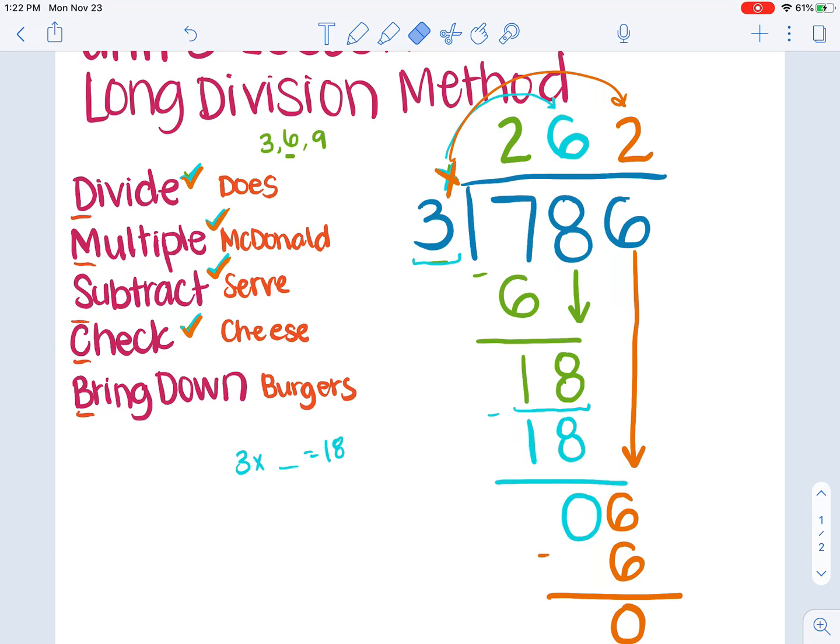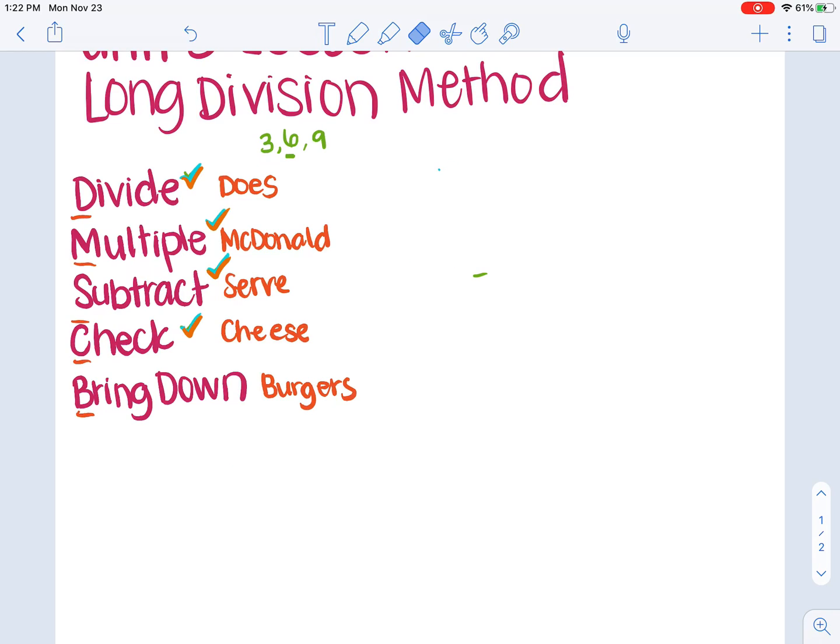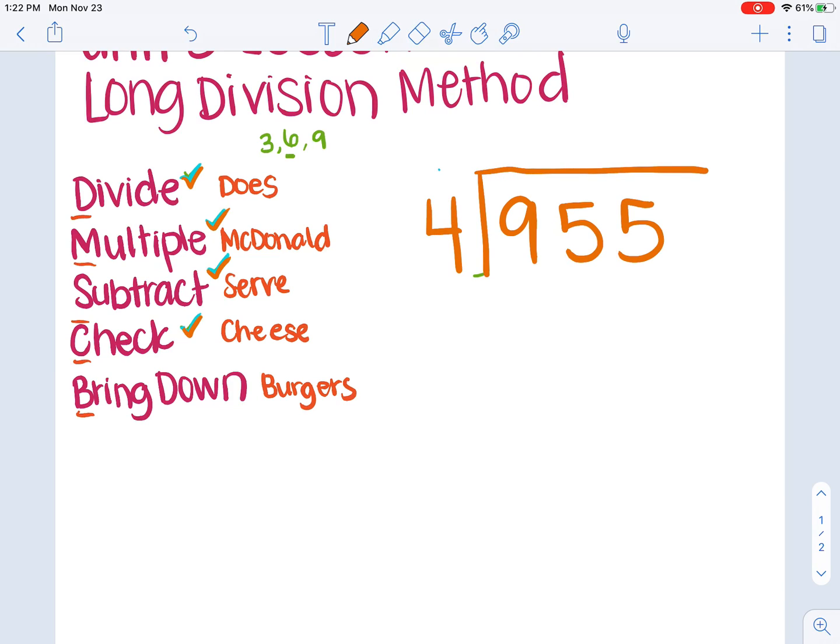How are you feeling? Why don't you try to do this next problem by yourself? Pause this video and then check to see how you did. Here's your next problem. 955 divided by 4. Walk through the steps of divide, multiply, subtract, check, and bring down. Once you've done that, play this video to see how you've done.